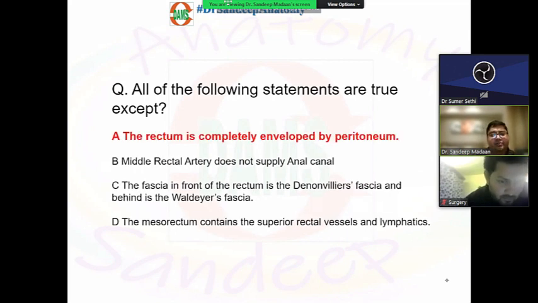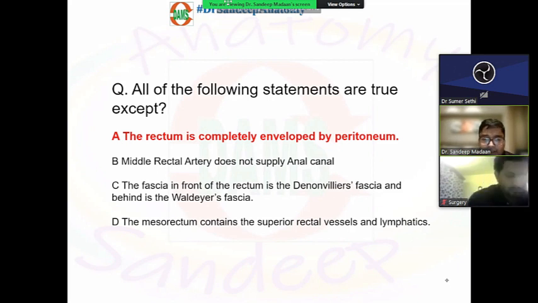B choice is true. Middle rectal arteries are short vessels, right? They supply the rectum and end in the rectum. They do not reach the anal canal. The fascia in front is the Denonvilliers fascia. Behind is Waldeyer's fascia. In case of male, this fascia, Denonvilliers fascia, is present and well-defined. In case of female, it is ill-defined.